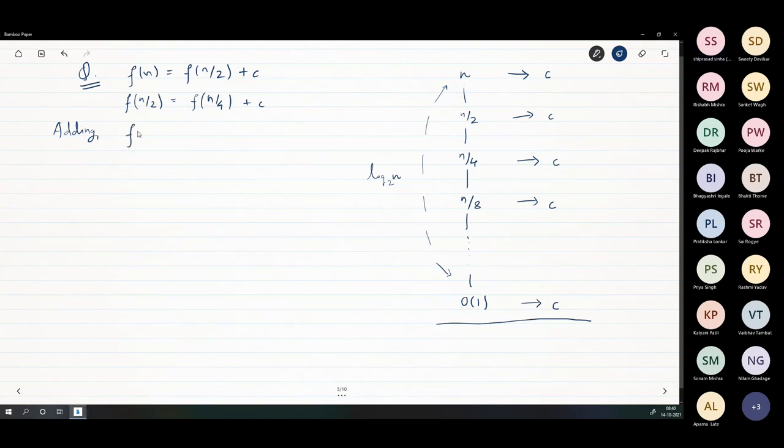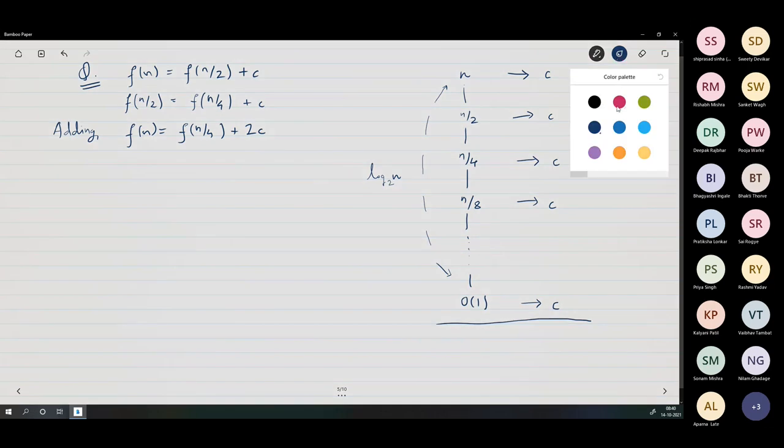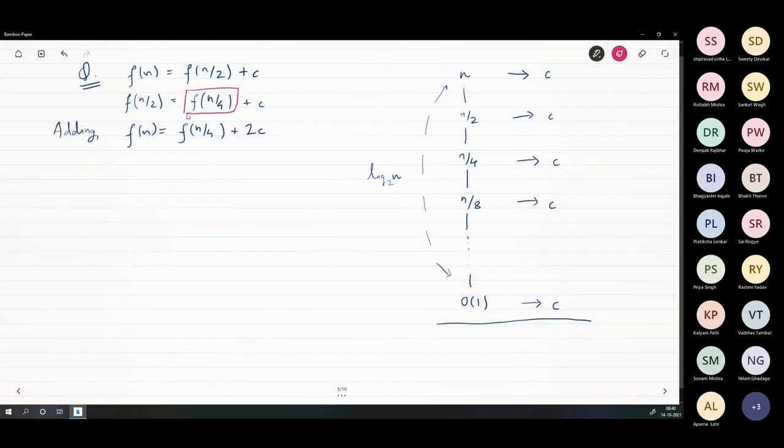So we will have f of n is equal to f of n by 4 plus 2c. So what have we done here? We got down to one equation. We got down one level. So the final answer is actually what is remaining at the end of this level plus the number of c's that you have, which is 2.